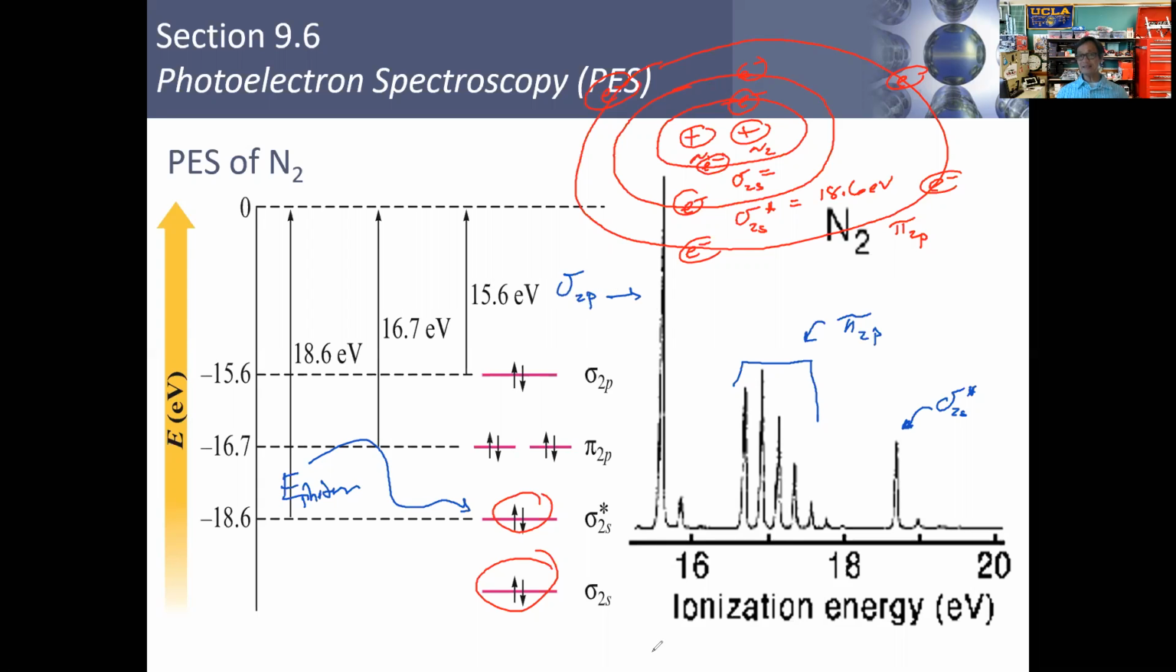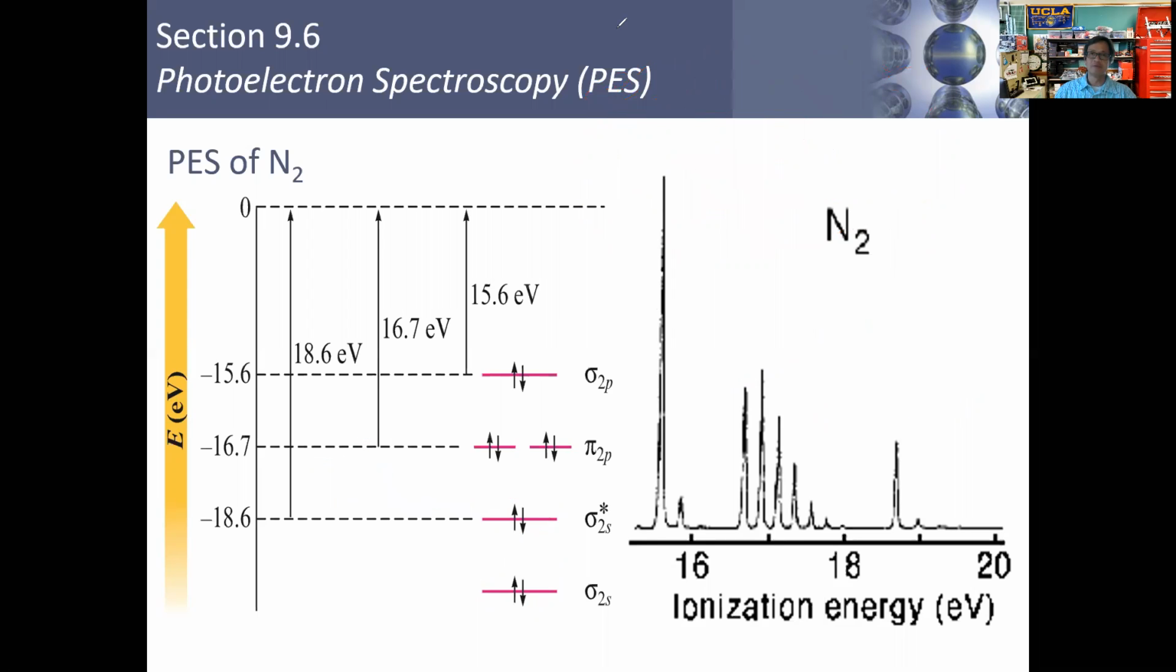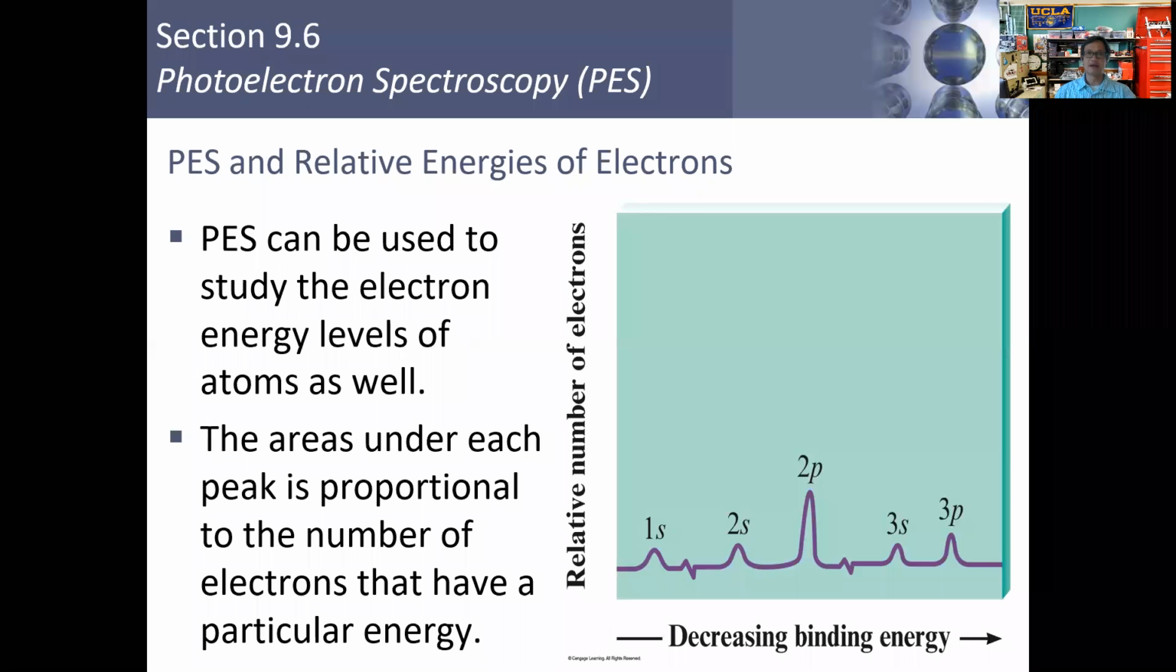Now, the intensity of these peaks isn't quite what we expected, but this is an actual photoelectron spectrum, and it's a little bit more complex than what we see. We look at a simplified version, and then you can trace what we'll have for the atoms that we'll consider.